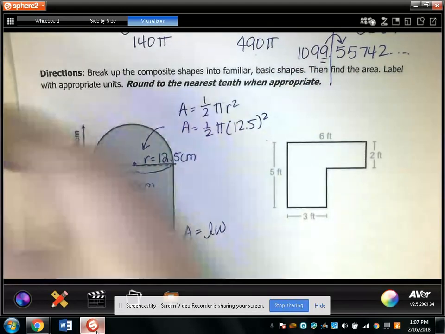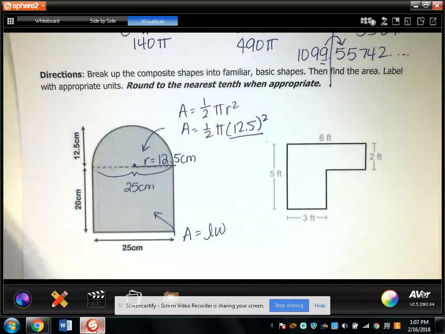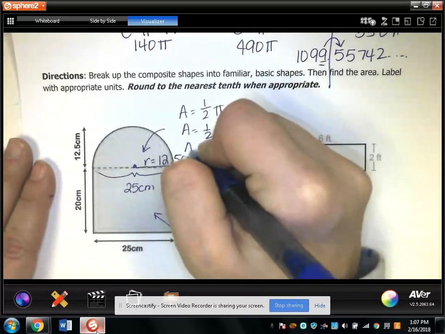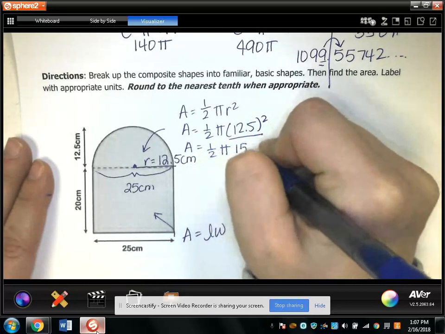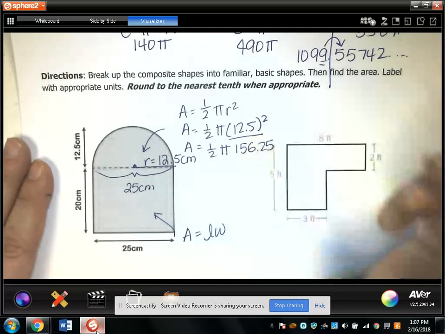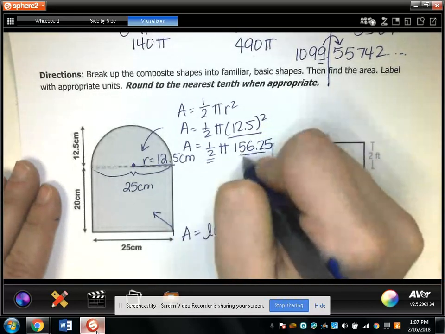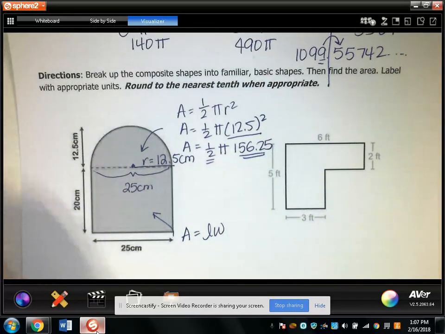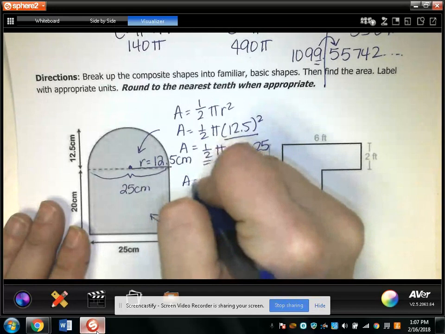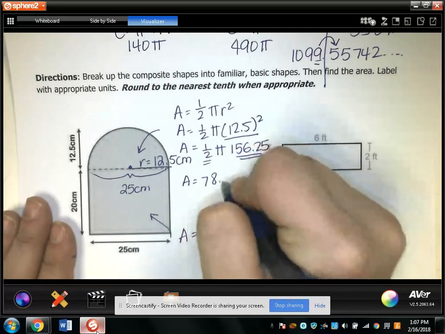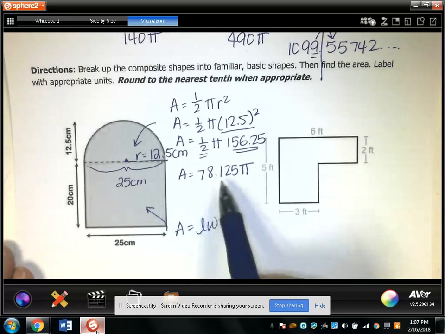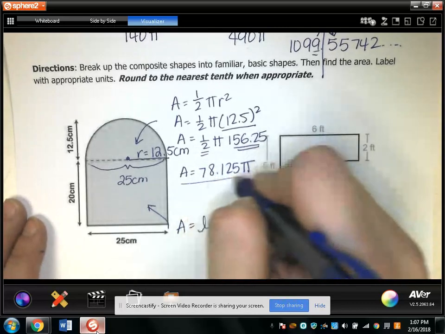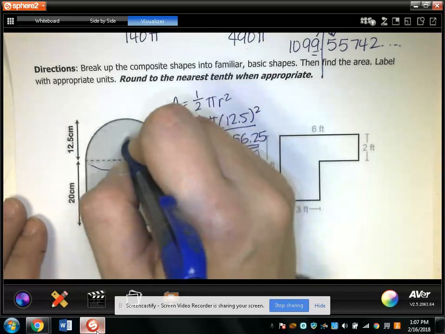Now on my calculator, I'm going to do this part first. 12.5 times 12.5, and I get area equals a half times pi times 156.25. Then I'm going to multiply this by a half, and I'm going to have the area equals 78.125 pi. And I'm going to leave it like that for now. This is the area of my semicircle.